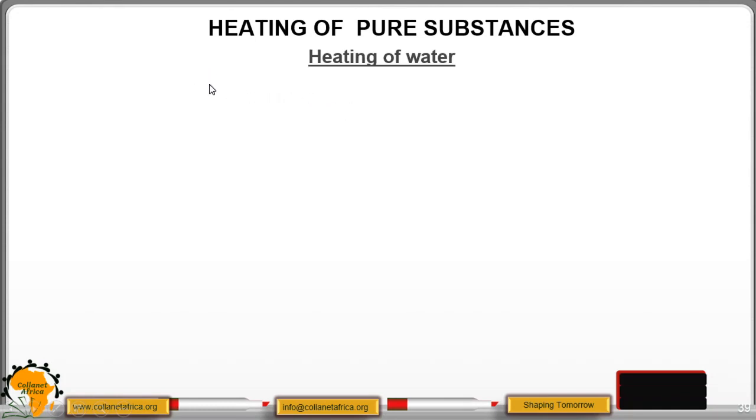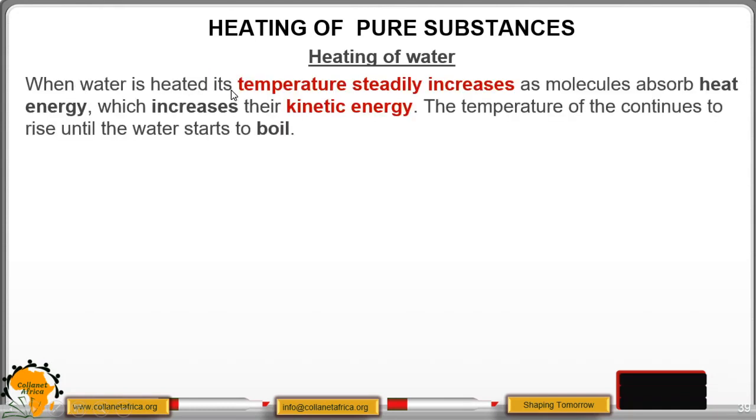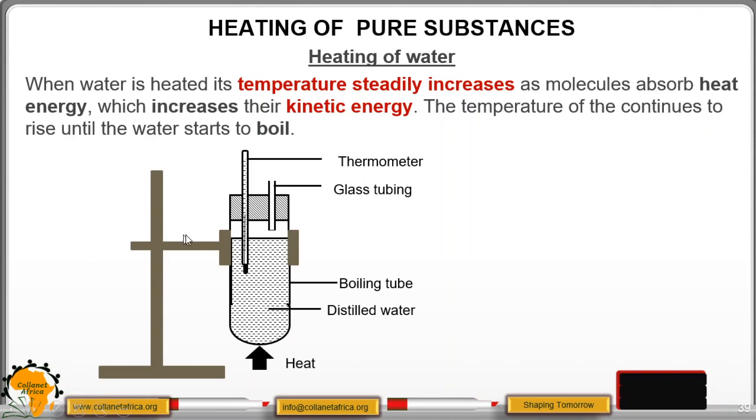Heating of water, a pure substance. When water, H2O, is heated, the temperature increases steadily as molecules absorb heat energy, which increases their kinetic energy. The temperature continues to rise until the water starts to boil. So here is the setup. We have the thermometer there, the distilled water, the boiling tube, the glass tubing, and the stand here. You supply heat.